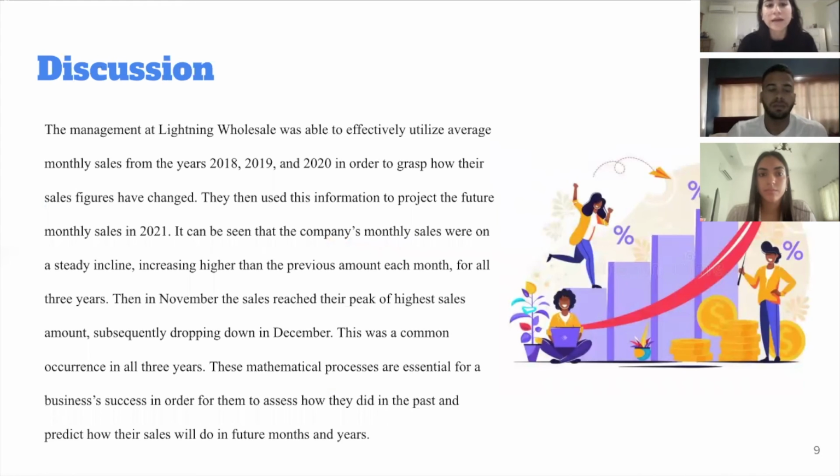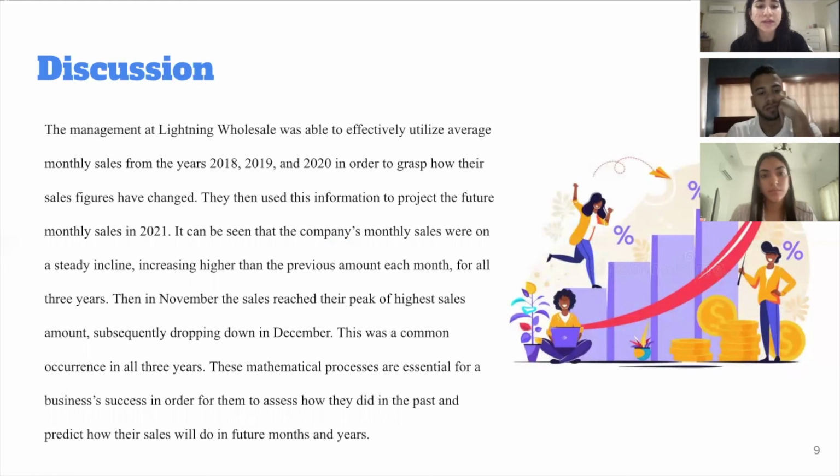The management at Lightning Wholesale was able to effectively utilize average monthly sales from the years 2018, 2019, and 2020 in order to grasp how their sales figures have changed. They then used this information to project the future monthly sales in 2021. It can be seen that the company's monthly sales were on a steady incline, increasing higher than the previous amount each month for all 3 years.